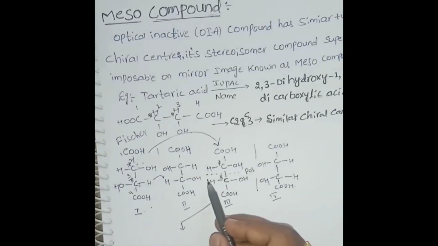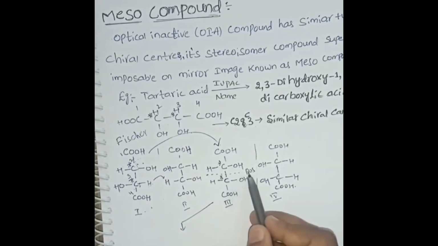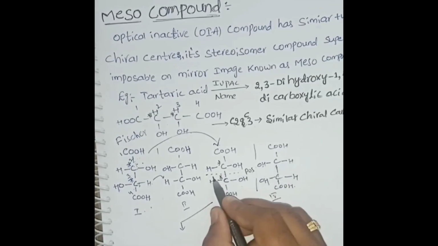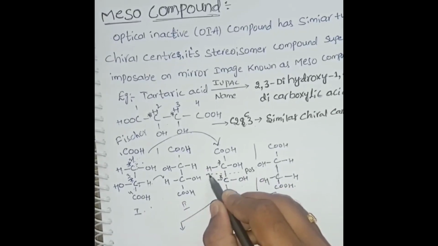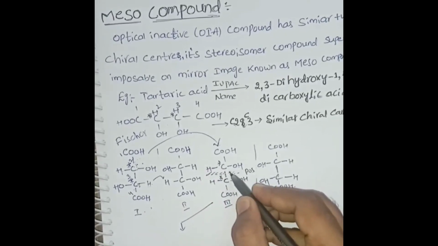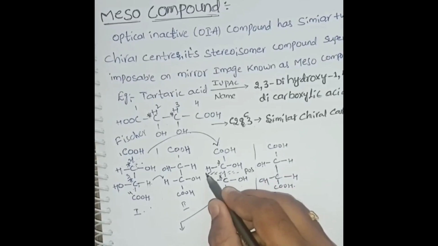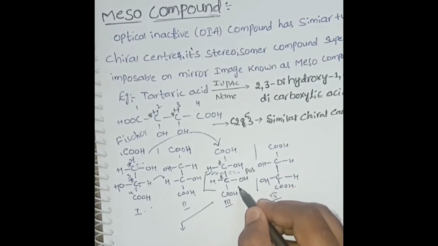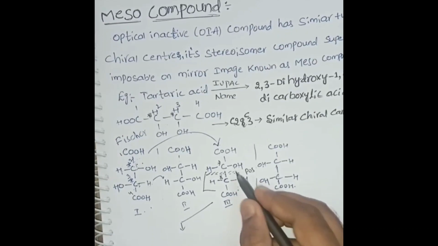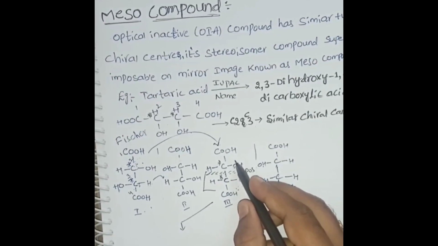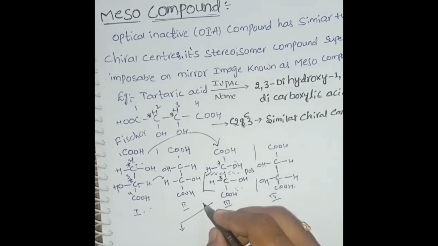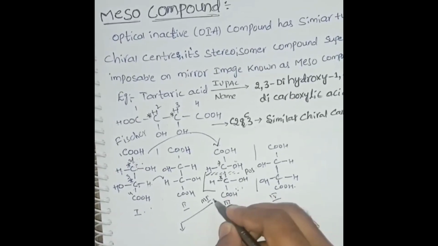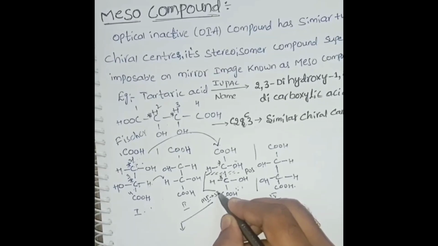when I place the mirror here, the mirror image of one part of the molecule is exactly superimposable on the other half of the compound. This half of the compound is superimposable with the second half of the molecule. So that's why this stereoisomer and its mirror image are superimposable on each other. That's why this is meso-tartaric acid.